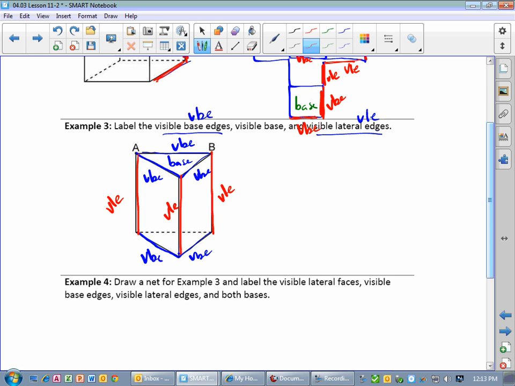Now, again, keep in mind, when I talk about the lateral faces, it's really this whole thing, right? The base edges and the lateral edges are in common. They share that side. That's what's making it three-dimensional. And so anytime I label a base edge, it's really also a lateral edge.